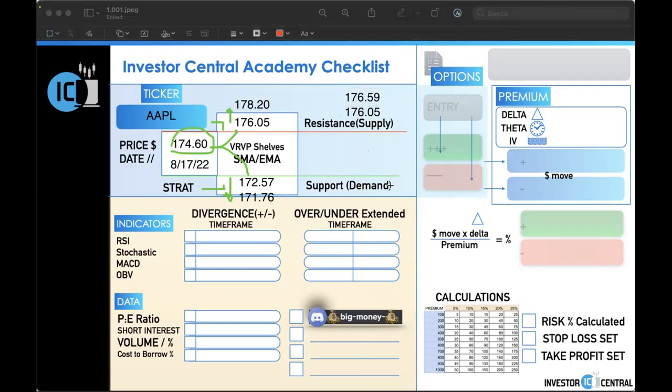Now on the bottom side, do we have support? Yes, we do. Support from previous high and low candles is at 171.08. Okay. All right, so you've got support here. And I'll make more room and remake it so we can put it down there.